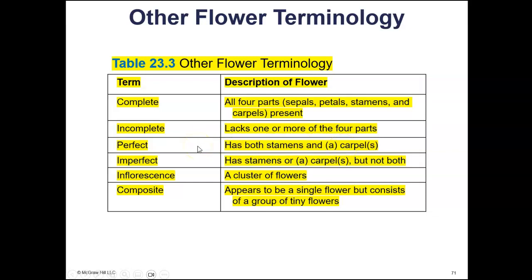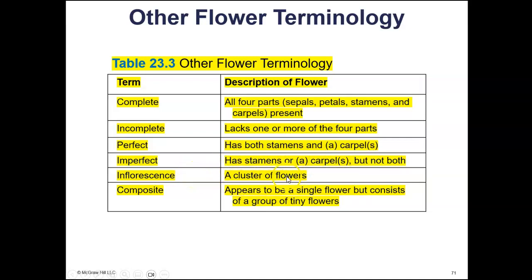So, for example, you can have a perfect, complete flower. If it's complete, it is perfect. Do you understand why? Because if it's complete, then that means it has all four parts. Perfect means it has stamens and carpels. So a complete flower is already perfect. But you can have an incomplete perfect flower. So maybe it has stamens and carpels, that makes it perfect, but it's incomplete because it doesn't have sepals. But if the flower is imperfect, then it's automatically incomplete, and it has stamens or carpels, but not both.